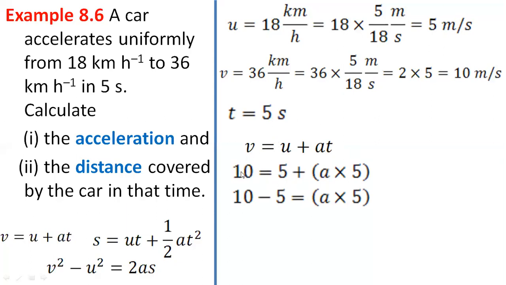It will, after going to that side, go into subtraction. So 10 minus 5 is 5, and multiplication of a into 5 is 5a. So it has become 10 minus 5 is 5. This value is kept as it is. Now I can shift this 5 to the other side. This is in multiplication here, so it will go into divide. So 5 by 5 is 1, so the acceleration value is 1 here.